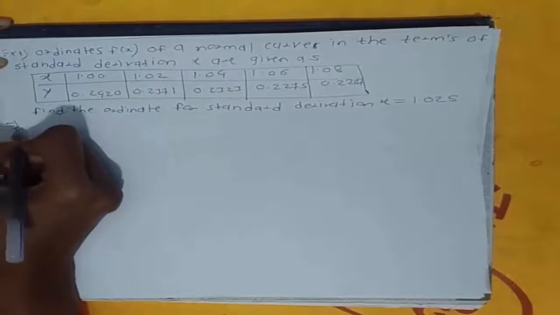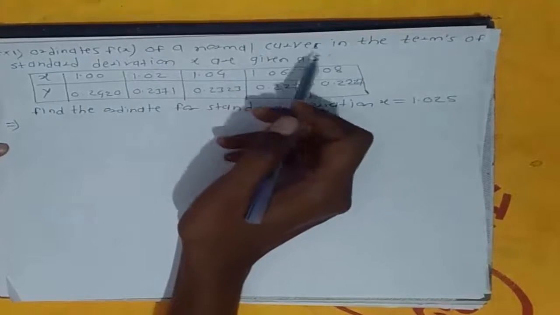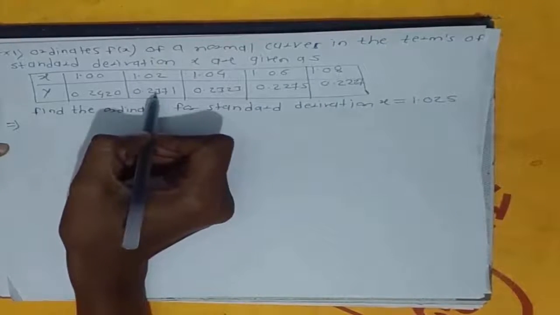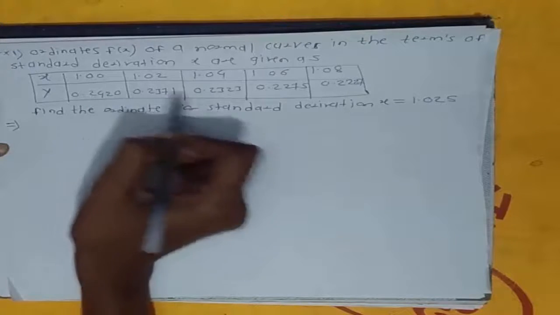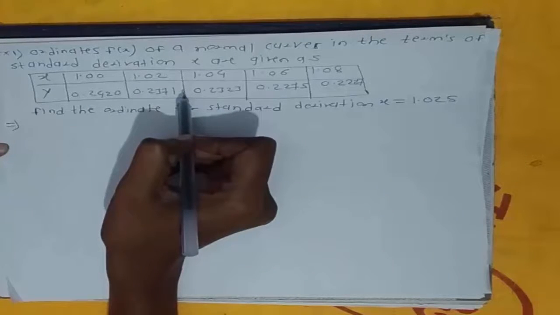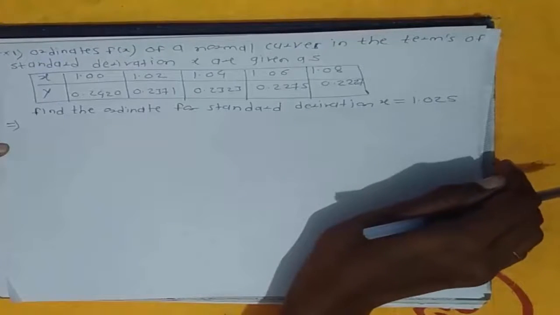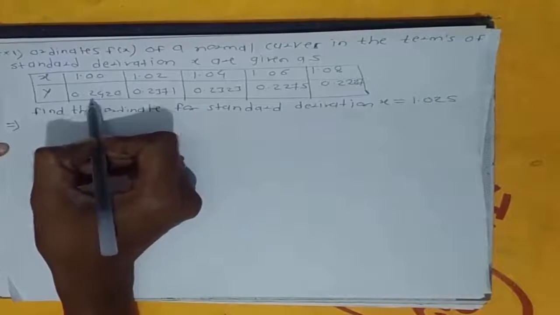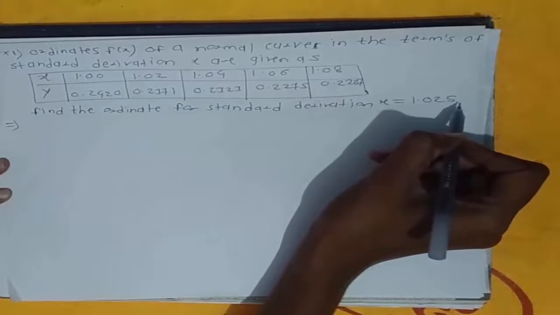Okay, see here we are given the ordinates f of x of a normal curve, that is values of y, in terms of standard derivation, values of x. For these tabular values of ordinate and derivation, we have to find the ordinate for standard derivation x. We have to find the value of y at the point x is equal to 1.025.